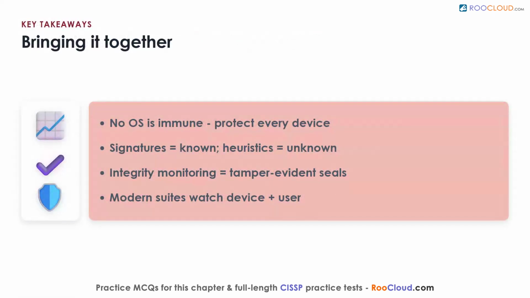So let's bring it together. No operating system is immune, so protect every device, not just the obvious ones. Signature detection matches known threats and lives or dies by fresh definitions, while heuristic detection watches behavior to catch the unknown. Integrity monitoring uses file hashes as tamper-evident seals against quiet changes. And modern suites layer on endpoint detection, managed services, and user behavior analytics, watching both the device and the person. Stack these thoughtfully, and a threat that slips past one control still meets another.